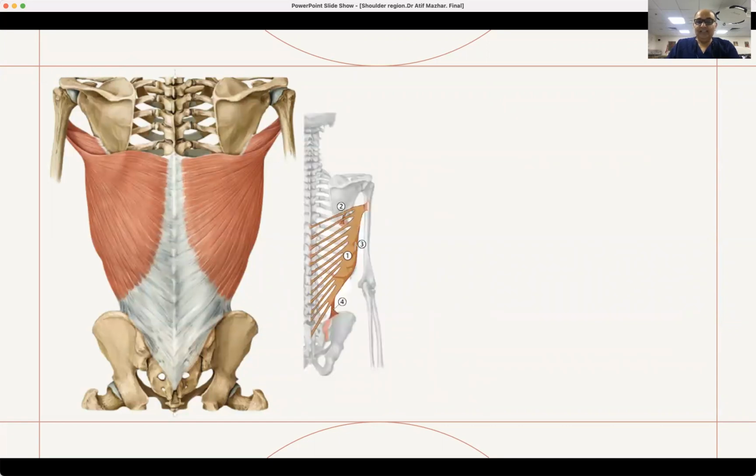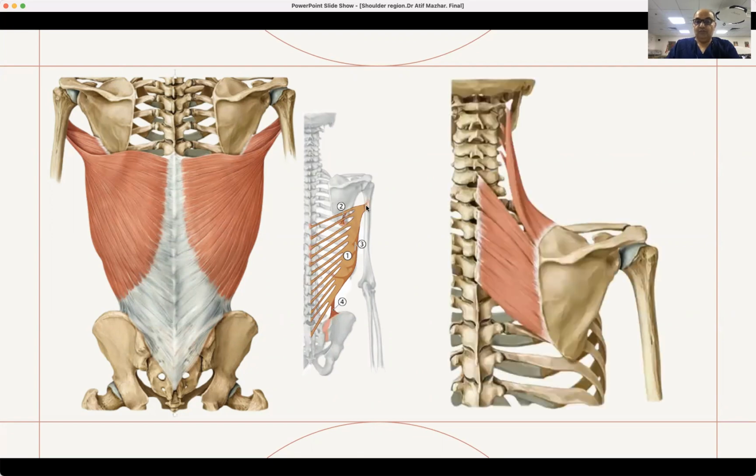Its schematic attachment, you can see its attachment to the iliac crest, all these lumbar and thoracic vertebrae, and then to the inferior angle of my scapulae, and all of them converge to one point at the floor of my bicipital groove. And then you're looking at the levator scapulae, rhomboid minor and rhomboid major.